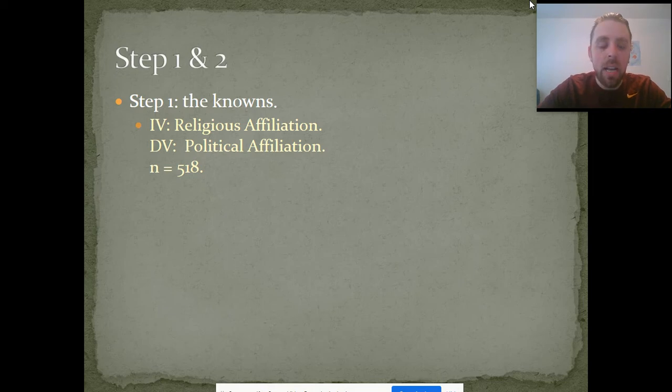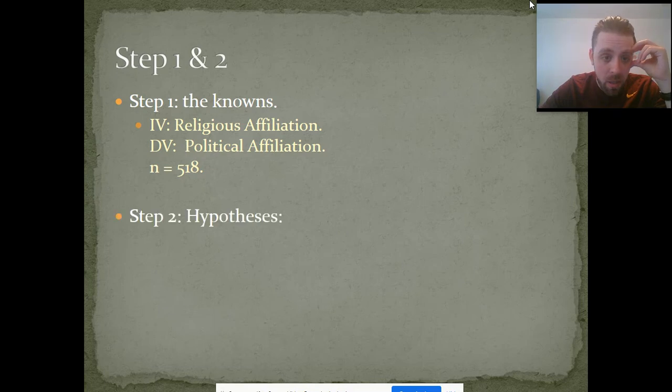So my independent variable here is religious affiliation. And my dependent variable here is political affiliation. Therefore, I am hypothesizing that there would be an effect. What religion you are is the thing that's affecting and influencing and creating a pattern within your political beliefs and political affiliation. And then I just have to write the N. I'm doing this with a sample of 518 individuals. That will always be a given. In fact, everything in the knowns is always a given.